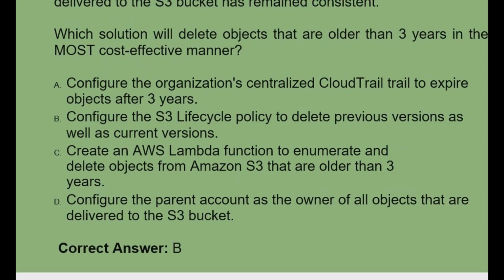Option A, configure the organization's centralized CloudTrail trail to expire objects after 3 years. Option B, configure the S3 lifecycle policy to delete previous versions as well as current versions. Option C, create an AWS Lambda function to enumerate and delete objects from Amazon S3 that are older than 3 years. Option D, configure the parent account as the owner of all objects that are delivered to the S3 bucket. Correct answer is option B.